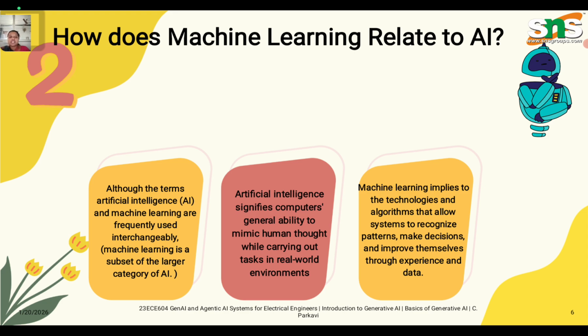So, how does machine learning relate to AI? Although the terms artificial intelligence and machine learning are frequently used interchangeably, machine learning is a subset of the larger category of AI. Artificial intelligence signifies the computer's general ability to mimic human thought while carrying out tasks in a real-world environment. Machine learning refers to the technology's algorithms that allow the system to recognize patterns, make decisions, and improve themselves through experience and data.